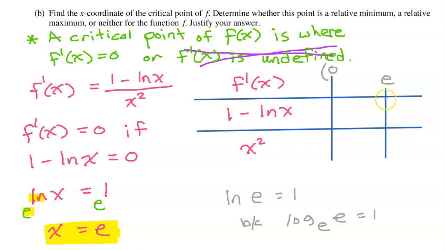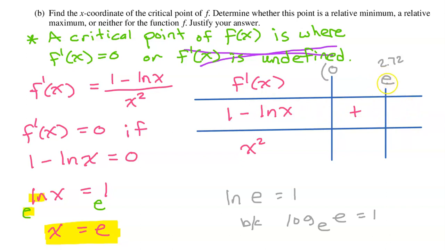If x is anything less than e, or I should say between 0 and e, then this value is going to be less than 1. So I'm going to get a positive value. Remember that e is approximately 2.72. So what if we pick an x value like 1? The natural log of 1 is 0, and of course 1 minus 0 is positive 1. So we get a positive value when we are talking about an x value that's between 0 and e.